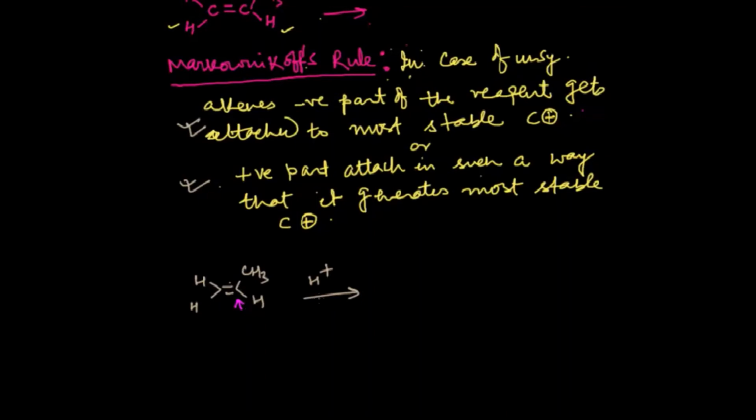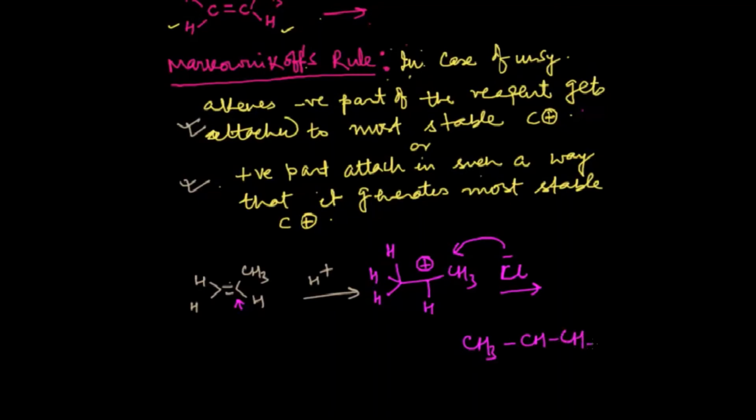Basis this, in the very first step one H is generating and one more H is getting attached here. So here it is, generating H, another is CH3, and here is the positive charge. Then the nucleophile, which is Cl minus in this particular case, is getting attached to generate CH3, CH3, Cl.